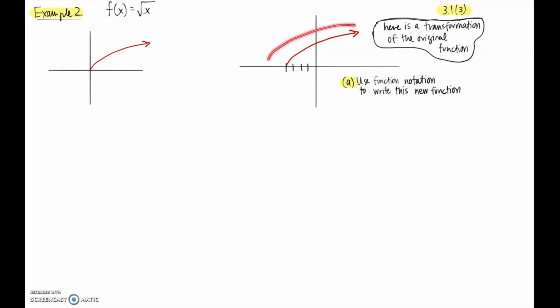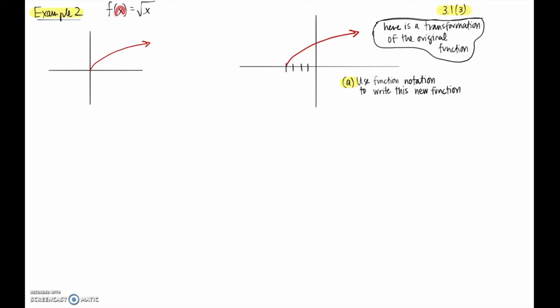So somehow we need to use f of x in describing this function. Use function notation to write this new function. Well, this was the original function shifted left 4 units. So when we take a function and shift it left 4 units, how do we write that using function notation? Is it that there's a -4 added on at the end? Is something happening inside the parentheses along with the input?